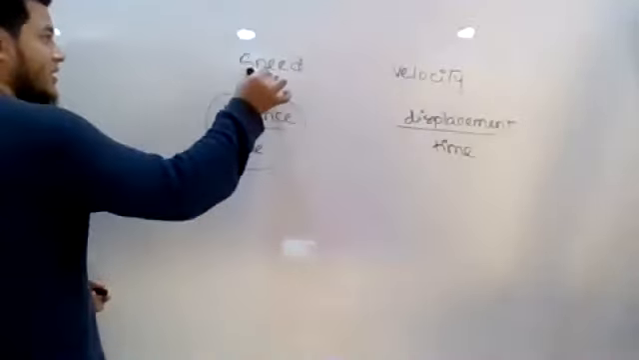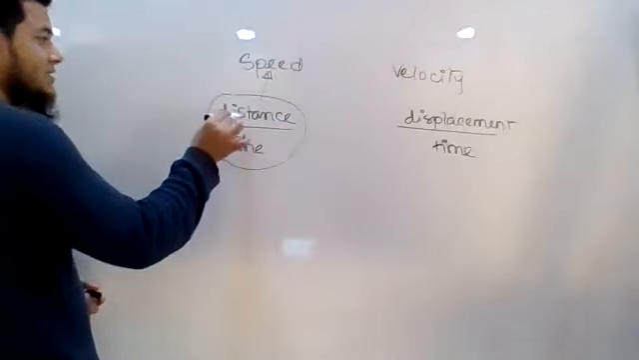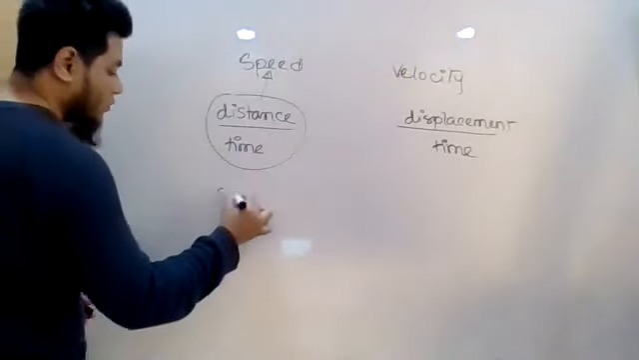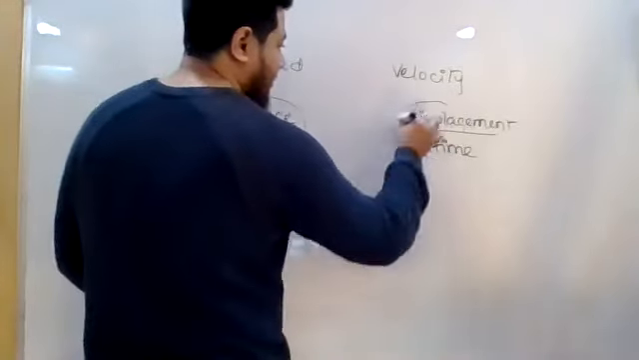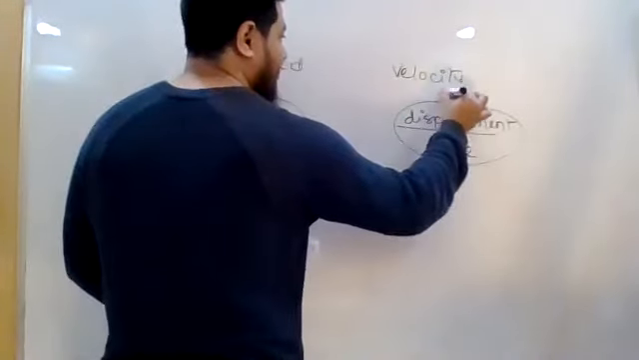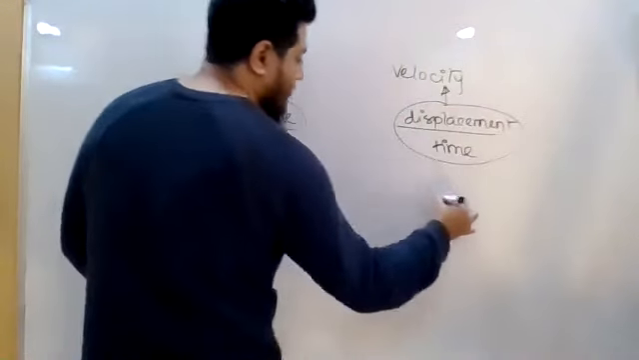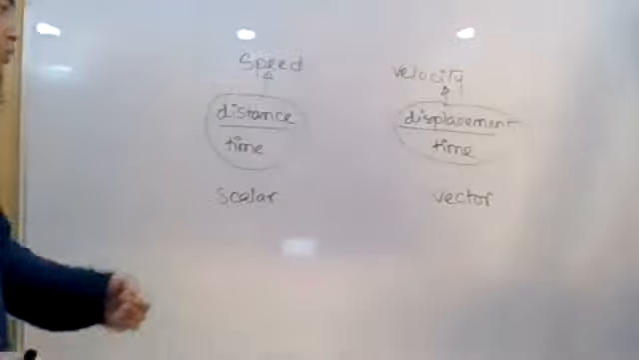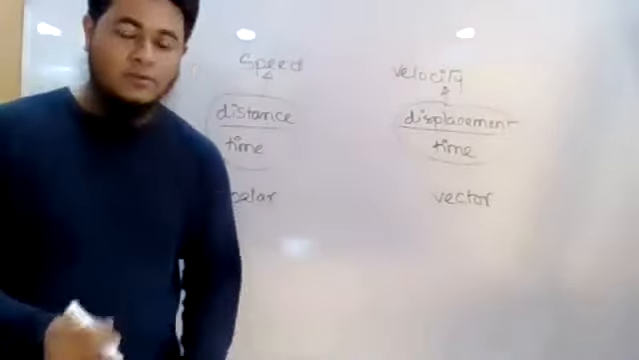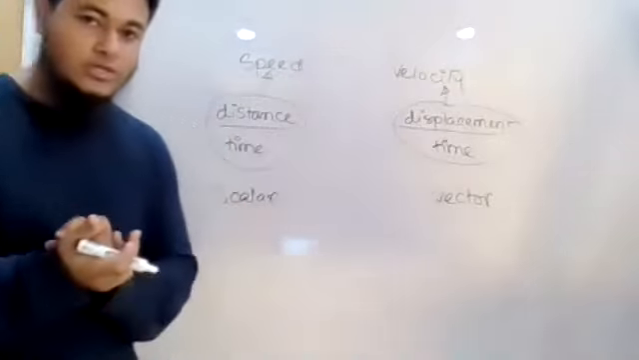So distance is related to speed. As distance is a scalar quantity, speed is also a scalar quantity. Displacement is a vector quantity, and displacement is related to velocity. So velocity is a vector quantity. Okay, so we know which one is scalar and which one is vector, but why? Let us try to understand.